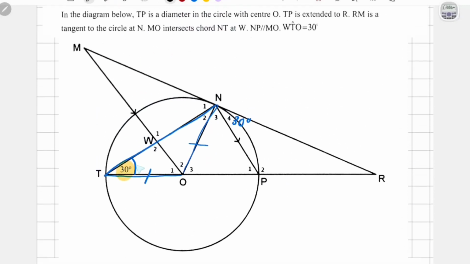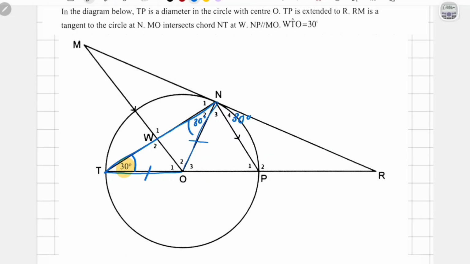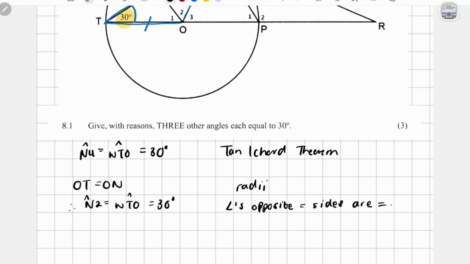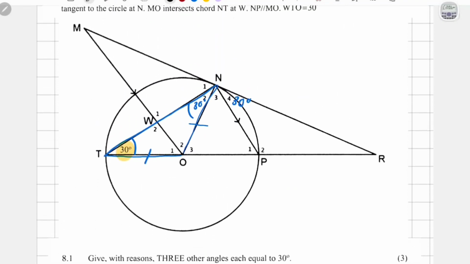And now that they are equal, I can tell them that these angles opposite equal sides are also equal because it's an isosceles triangle that we have here. So that is also 30 degrees. So angle N2 is equal to 30 degrees, equal to angle W, which is 30 degrees. And the reason is angles opposite equal sides are equal. Okay, so that's the second angle that we have that is equal.